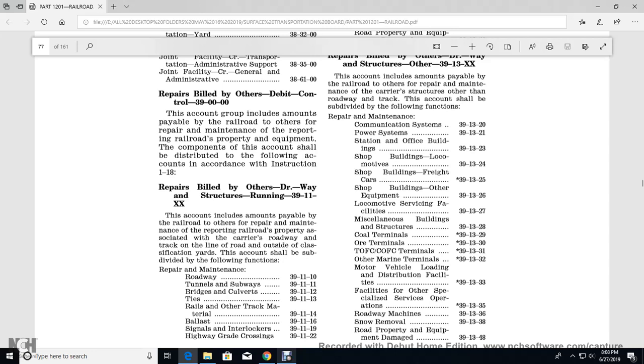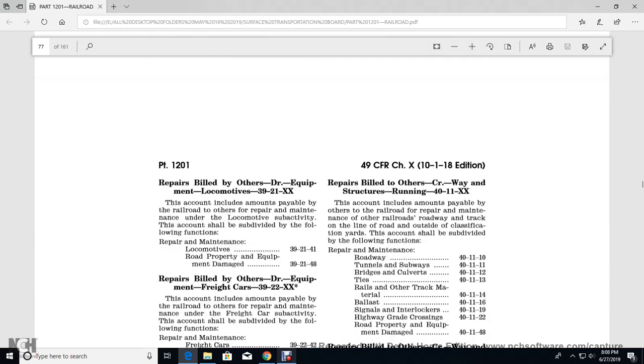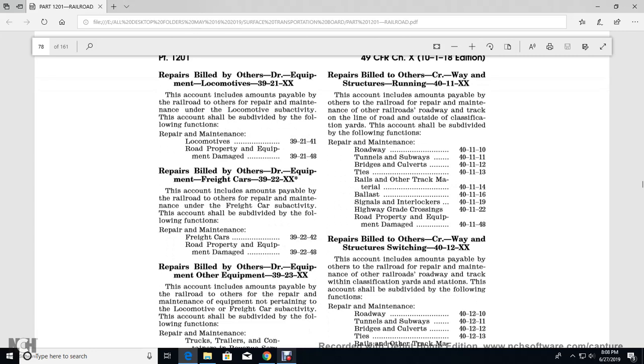building, construction of coal terminals or terminals, trailer on flat car and container on flat car terminals, other marine terminals with motor vehicle landing, distribution facilities other than specialized service, operation of roadway machines, snow removal, road property equipment and damage, repair building other than debit equipment, locomotive 3921 XX.